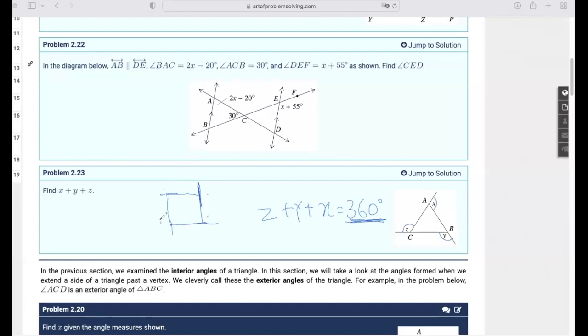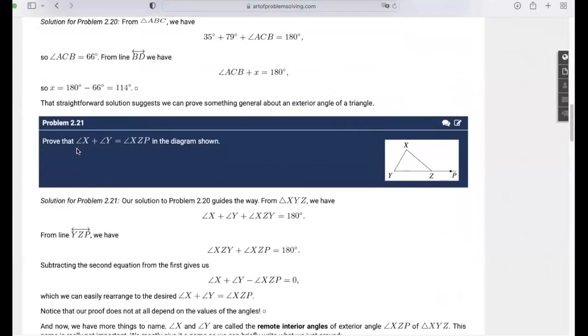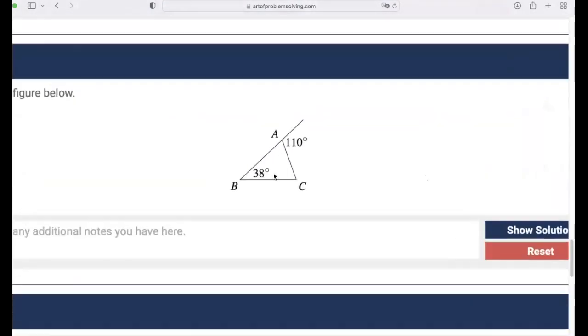But even for other shapes, like a hexagon, when you extend the sides, all the exterior angles, like Z, X, and Y, add up to 360. Just remember that.